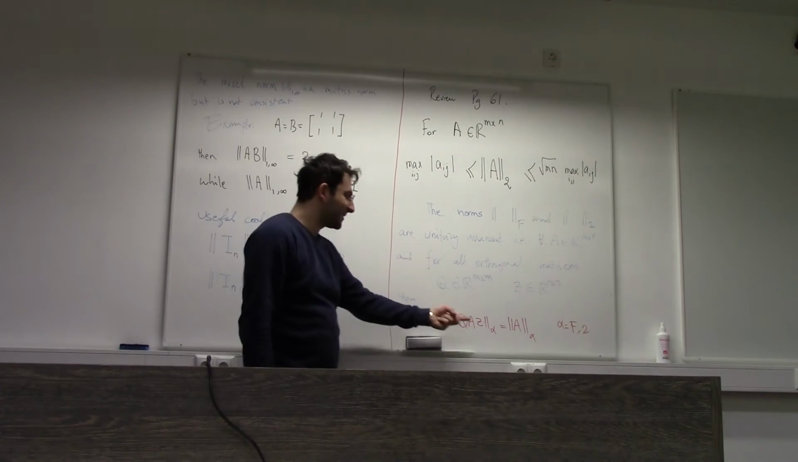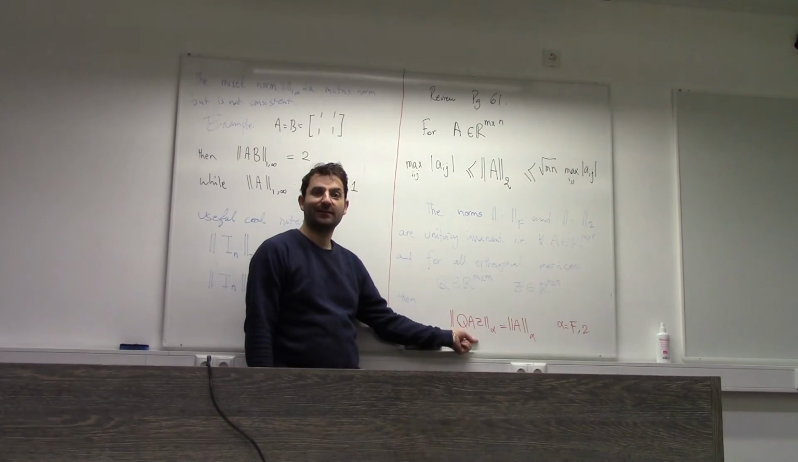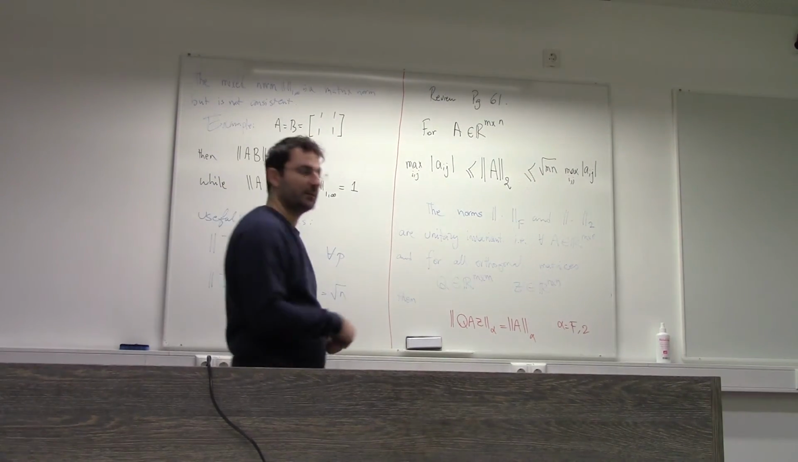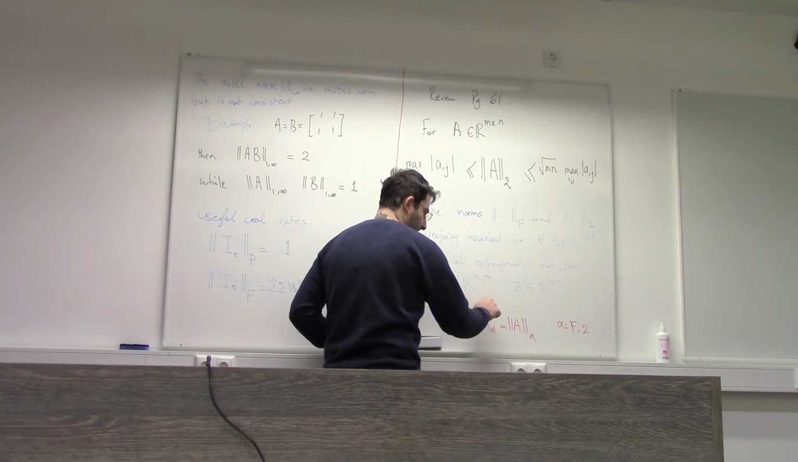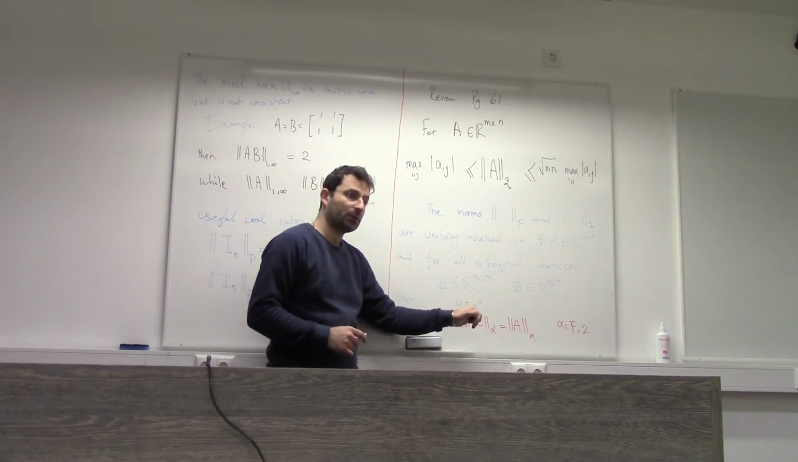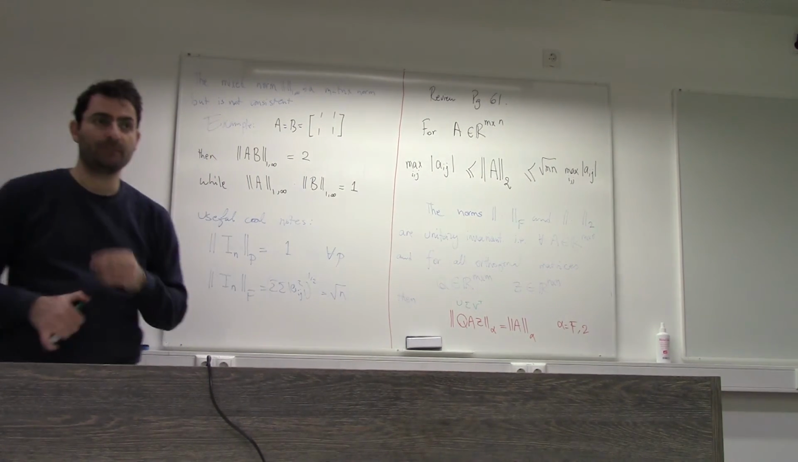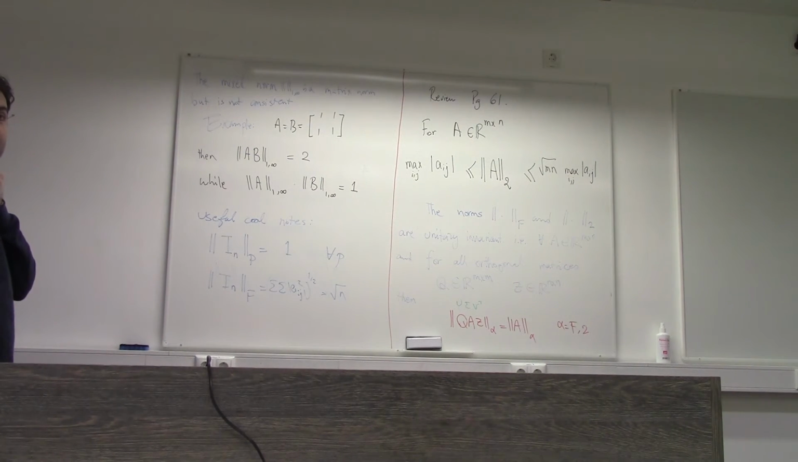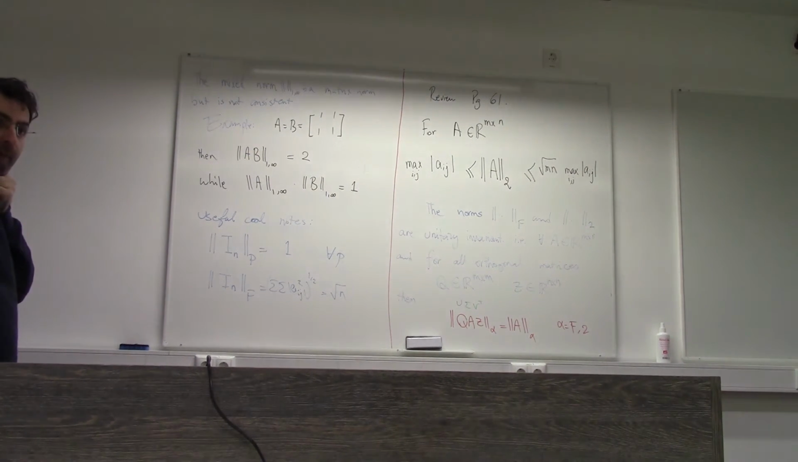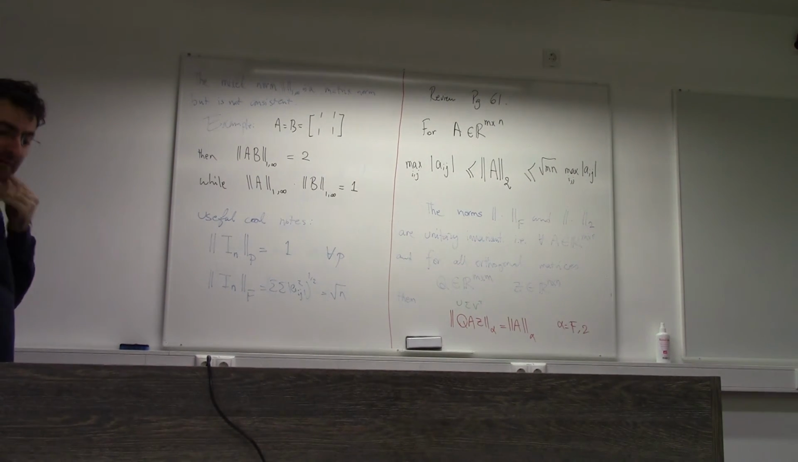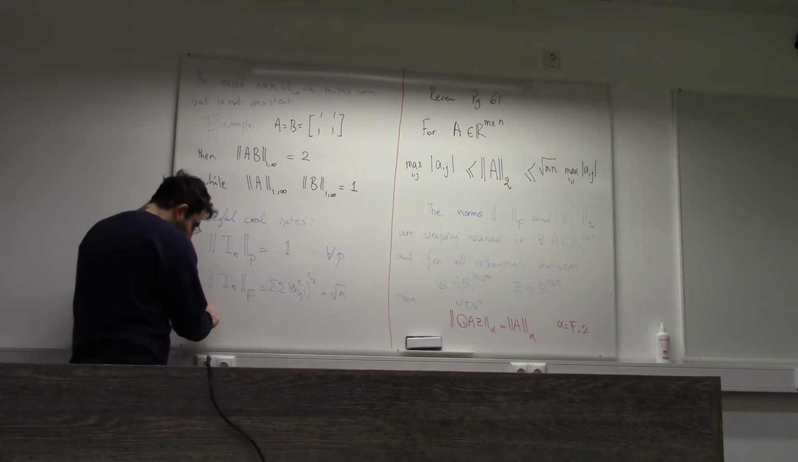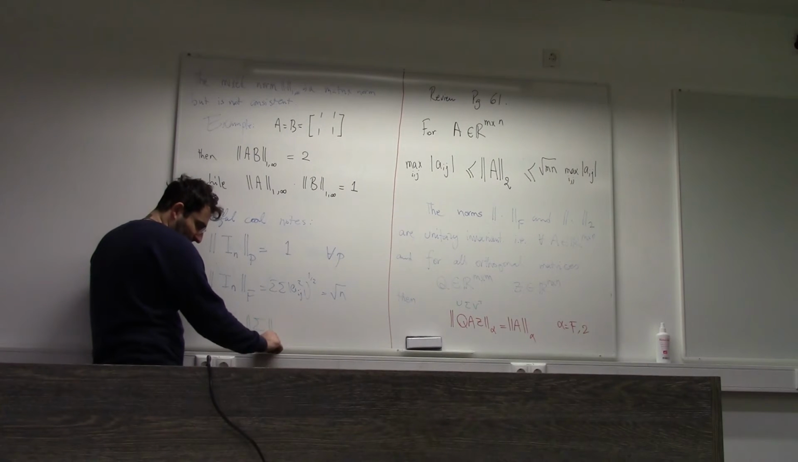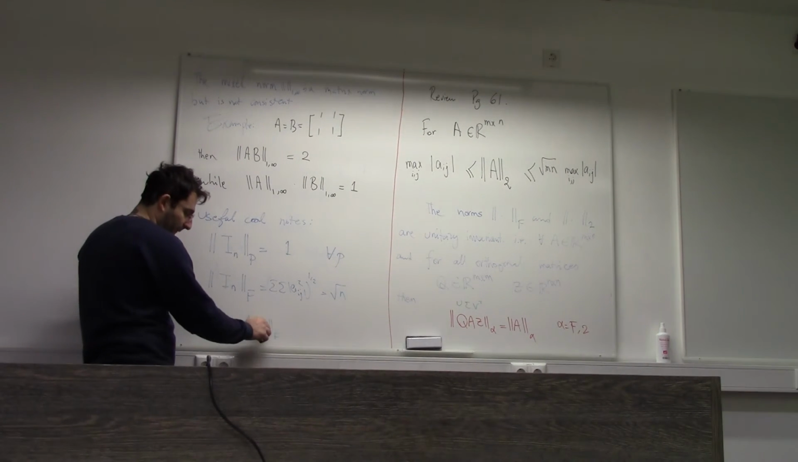When you see something like this, who comes to your mind? Our old friend U sigma V, right? Orthogonal matrix. So in other words, if you have to calculate this, you can calculate this, right, for A.